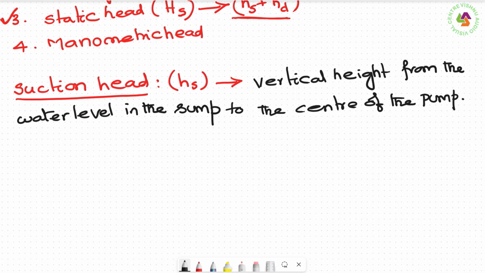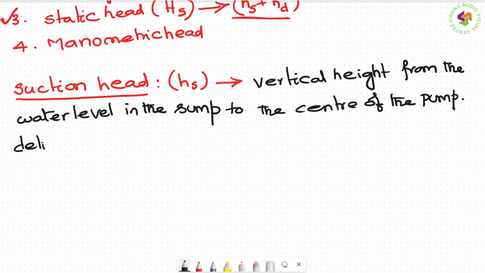Again, water level from where you are lifting, that means it may be a well, it may be a sump, or it may be a reservoir, or it may be a tank, whatever it is, from the source water level to the center of the pump is called suction head.